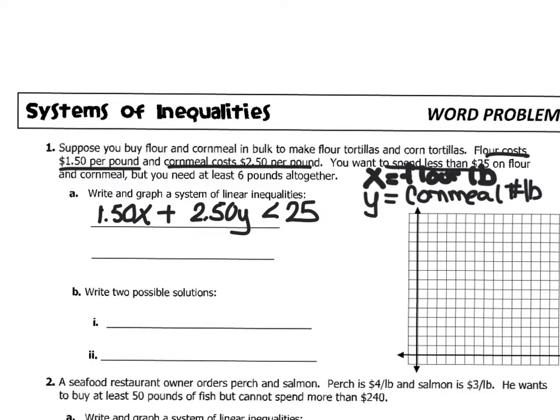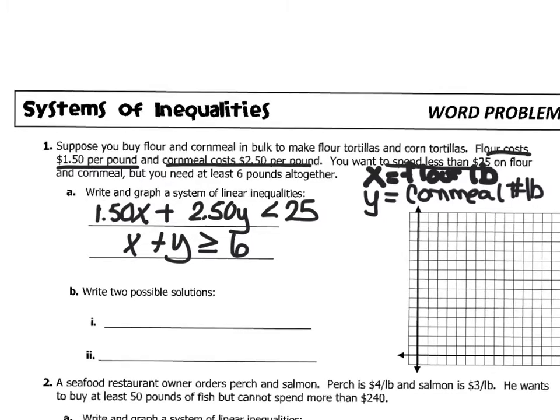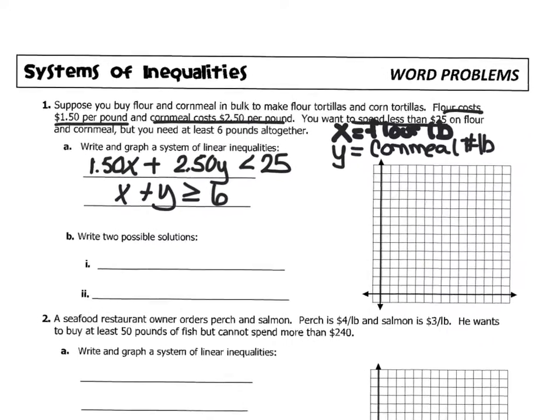As far as the number of pounds, it says you need at least 6 pounds altogether. Since X and Y represent the number of pounds, X plus Y, all your pounds together, need to be at least, so greater than or equal to 6 pounds. Now you've got your two inequalities, so we're going to graph them to get our solutions.